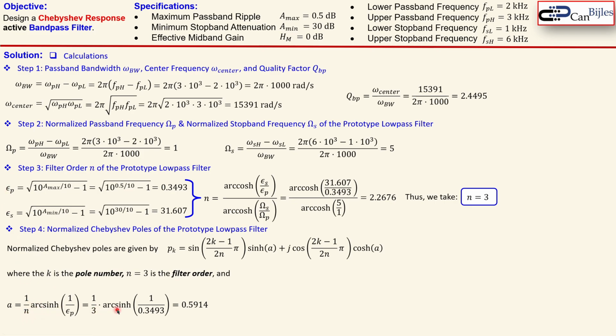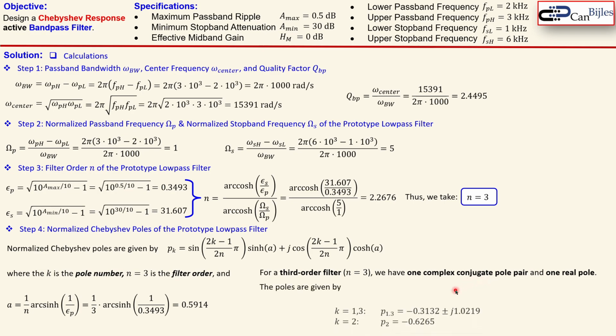This is just expressions or numbers, so we just calculate that, and using the filter order we get the epsilon as 0.5914. Now when you substitute that in here, you can then calculate the value for each pole. Because we have a third order prototype low pass filter, we have one complex conjugate pole pair and one real pole, so in total 3 poles.